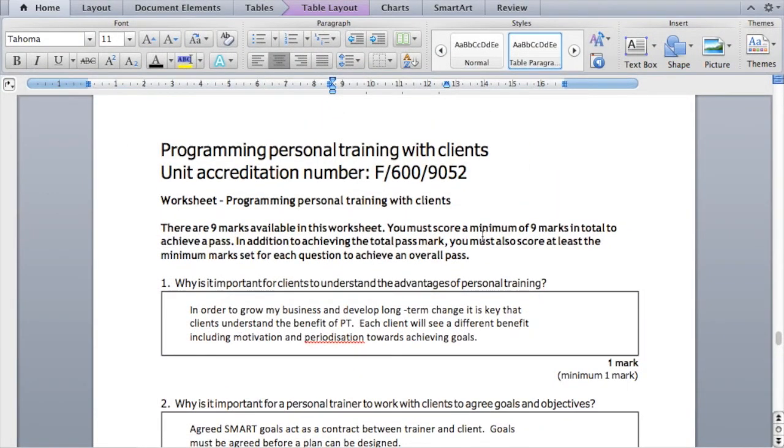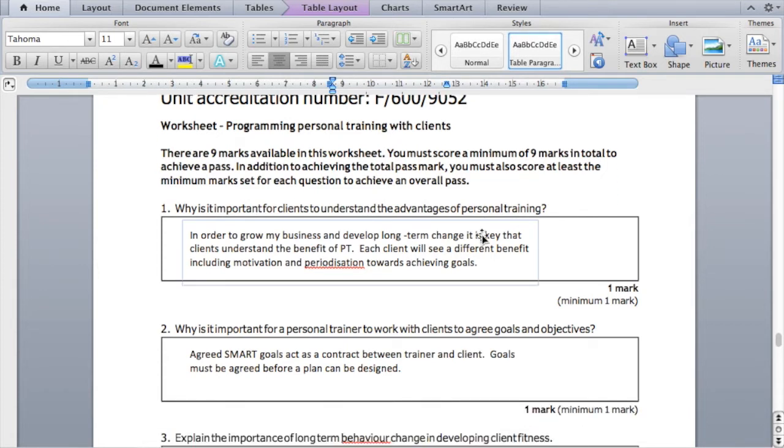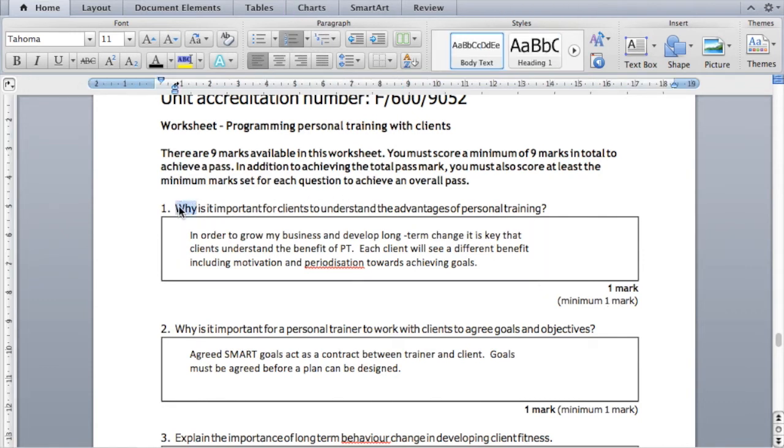So we're now coming to the final section of our case study, and it's a Unit 3 worksheet. All of the information to the questions can be found in the Unit 3 section of your manual. You need to score 9 marks to pass this worksheet, and therefore you need to get the minimum mark for each question. Please make sure you understand the verbs that are being asked.